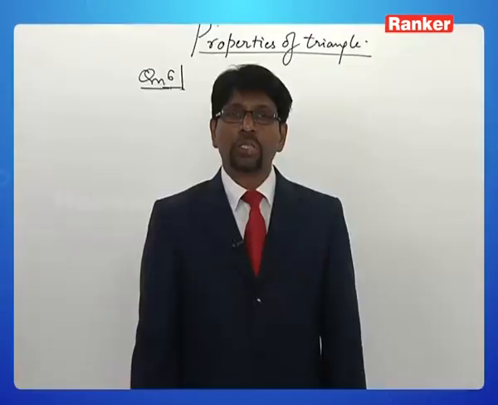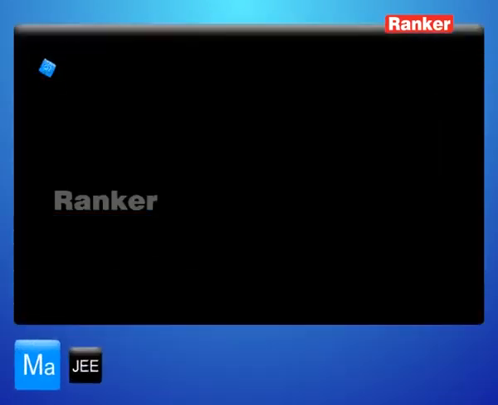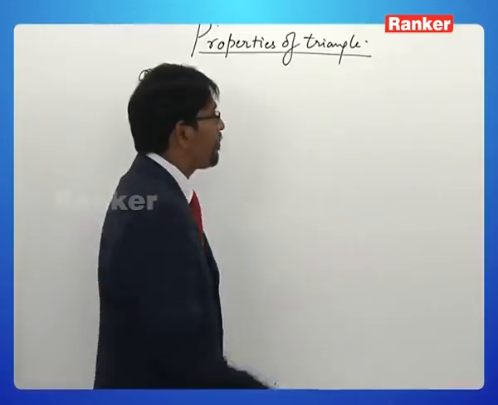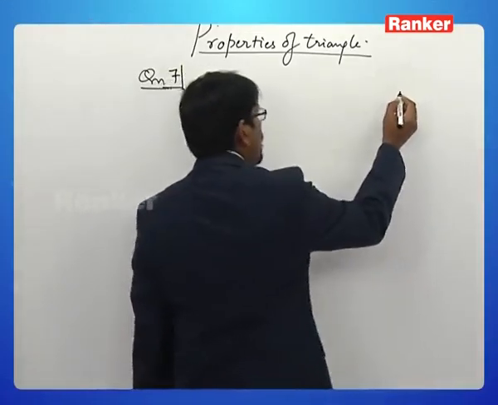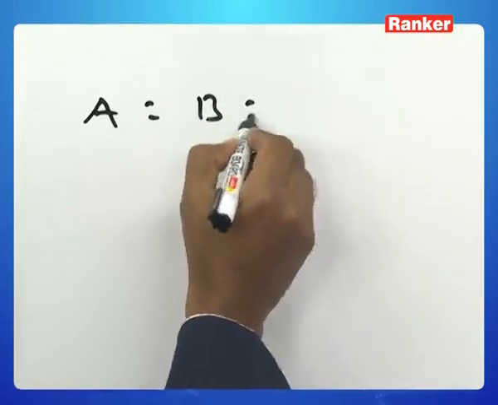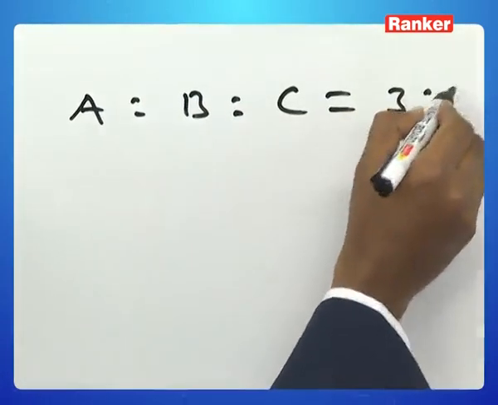To the next question, question number 7. In a triangle ABC, A is to B is to C is equal to 3 is to 5 is to 4. Then a plus b plus c root 2 is equal to first option 3a, second option 3c, third option 3b, fourth option 2c. Okay. Now we are given that A is to B is to C as the angles are 3 is to 5 is to 4.